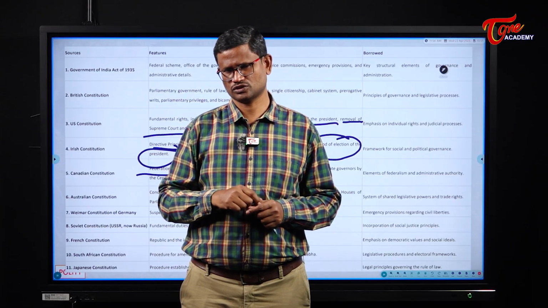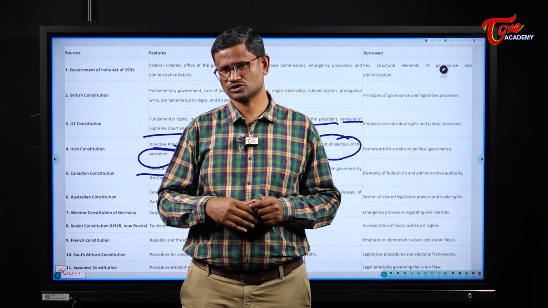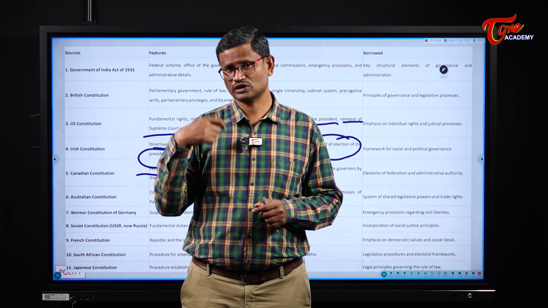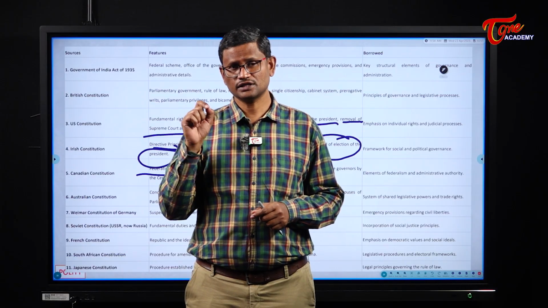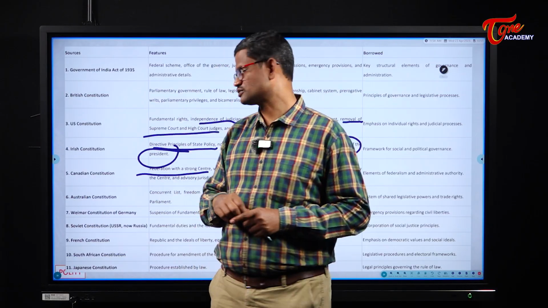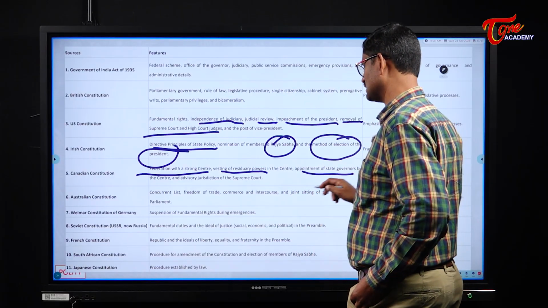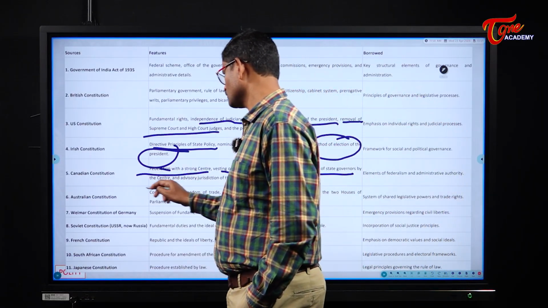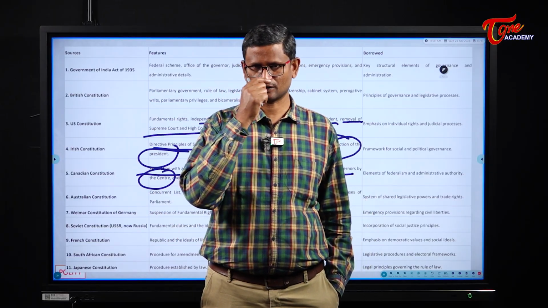Under the American Constitution, residuary powers are given to states, but under the Indian Constitution, residuary powers are given to the center, that is the parliament. This makes the central government strong, and this idea is borrowed from the Canadian Constitution. In addition to that, appointment of the governors by the center. We know that in India the governors are appointed by the union government. This is taken from the Canadian Constitution.